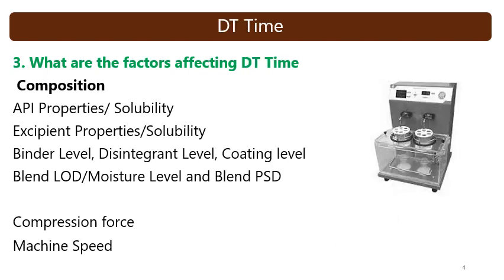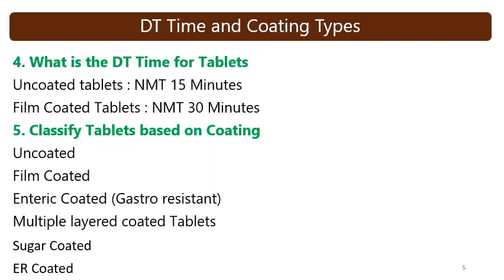Then another question is what are the factors affecting DT time? So as we have seen the factors affecting hardness, the same terminologies are here. API properties like solubility, excipient properties and their solubility, binder level, disintegrant level, coating level, blend LOD, moisture level and blend PSD affect the DT time. As the hardness has impact onto DT, the same effect of compression force and machine speed can be expected for disintegration time of tablets.